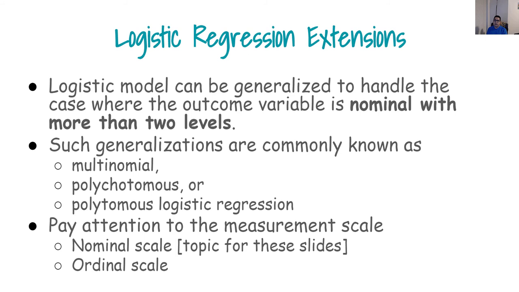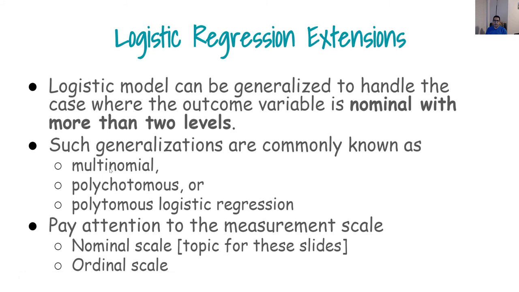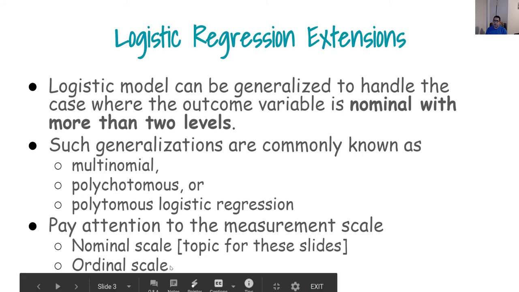So depending on which scale of measurement we have for the outcome, we have to use two different types of regression. When we have this nominal scale, then we generally use this multinomial or polytomous type of regression. When we have this ordinal scale, then we have to use something different that I will hint at the very end of this talk. So for today, in this particular discussion, we are basically working with this nominal scale.